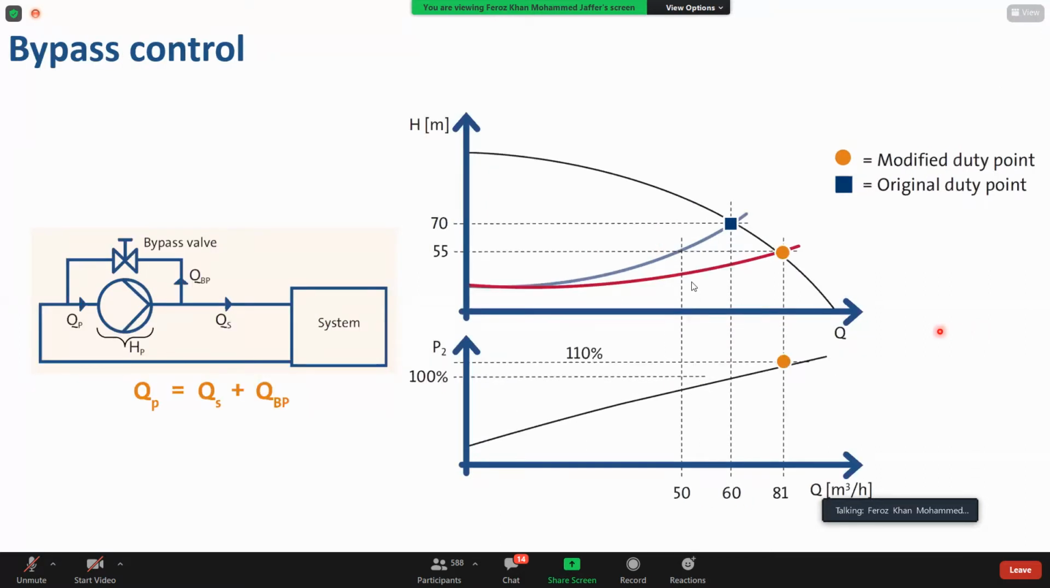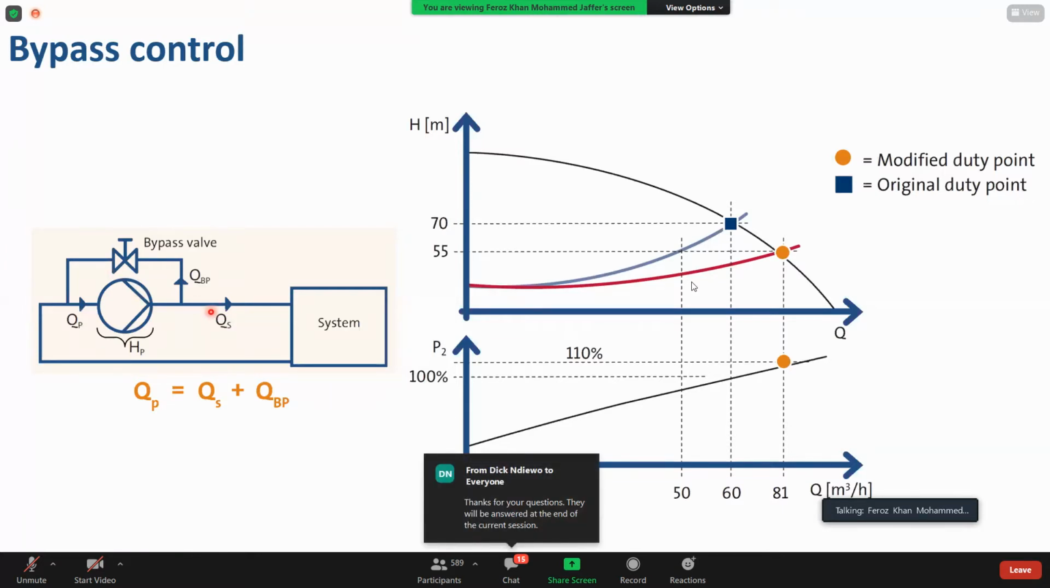Next method is bypass control. In bypass control, we have the system, we are taking the water, and the water is going back to the system. Here we have a bypass valve. We take a bypass line and we install a valve on that line. Why not we have a valve on the discharge? Why not we do that?